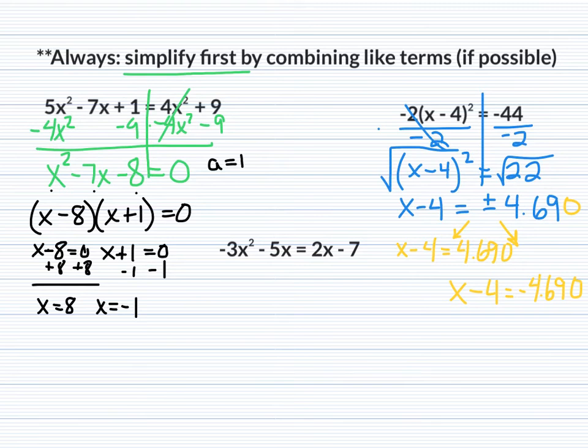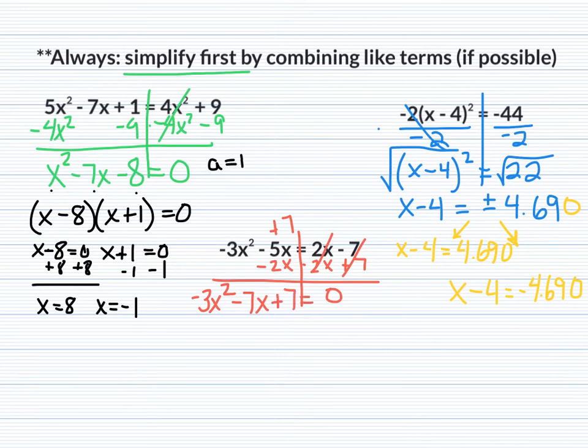Okay, here in the middle one, again, it doesn't look like any of our other problems, so I'm going to move everything to one side. I like to move it to the left. So I'm going to minus 2x. I would do that from here because those are the like terms. Then I'm going to add 7. I don't have anything to add it to on this side, so I'm going to just write it up here. So on the right side, I've got 0 because those canceled. And over here, I've got negative 3x squared minus 7x plus 7 equals 0.